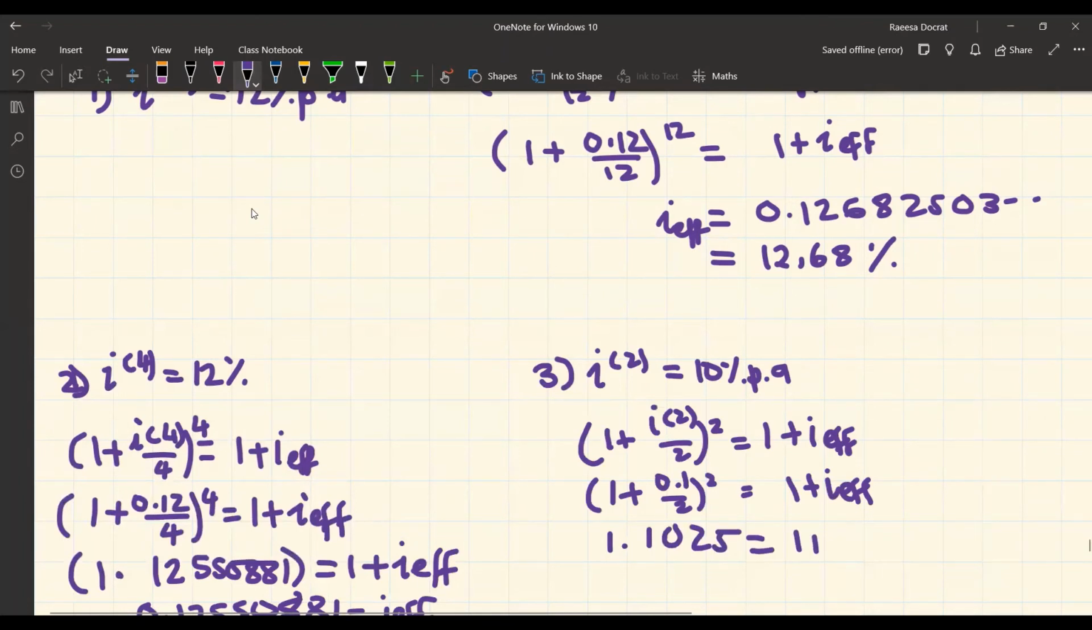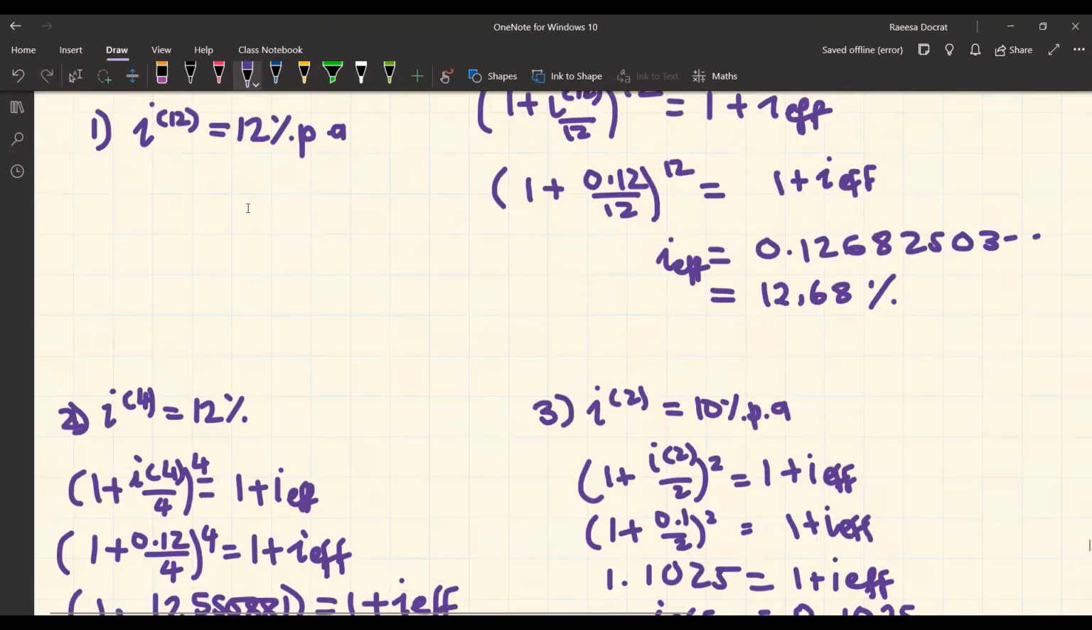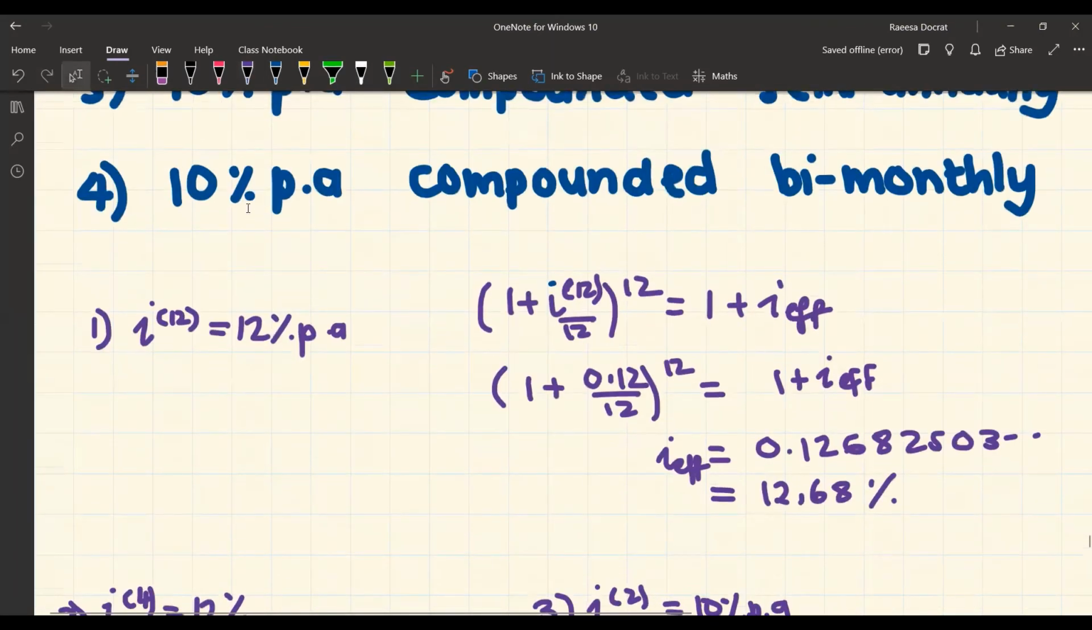1.1025 is equal to 1 plus i_effective. Solving for the effective rate by subtracting 1 on each side, we get 0.1025, which, if we're writing it as an interest rate, is 10.25%. We multiply by 100 if we like to put the percent sign. Okay, so let's do the last one.